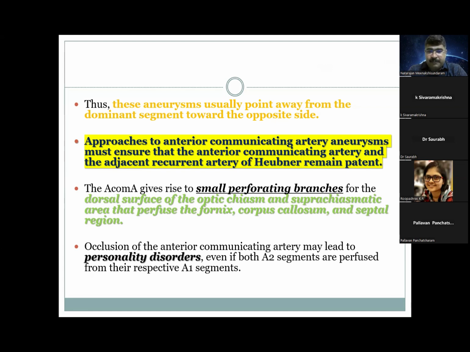and along the anterior communicating artery. Because if the recurrent artery of Heubner is injured, we may get an entity called faciobrachial monoplegia. It is called faciobrachial monoplegia.